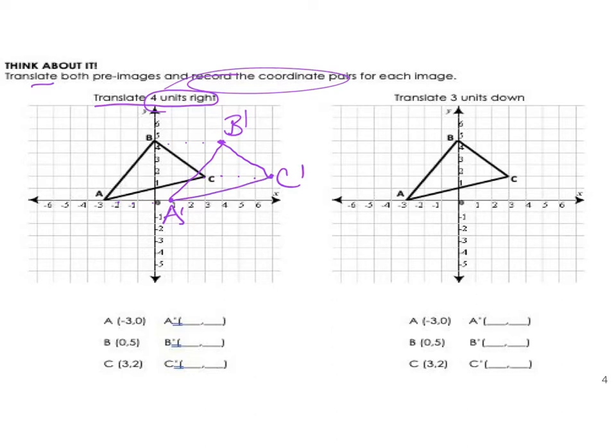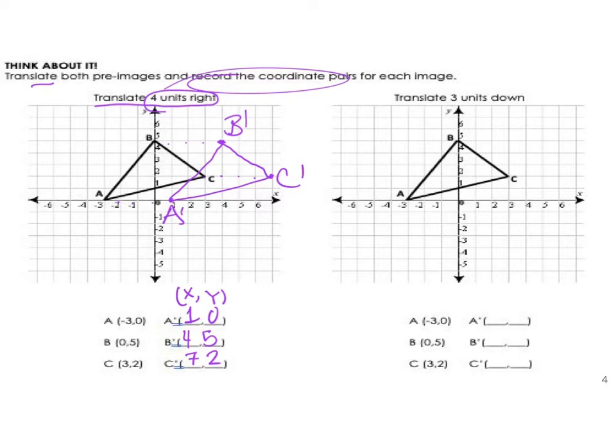All right, so there is the new triangle. Let's see if you got your ordered pairs correct. A prime is at 1, 0. B prime is at 4, 5. And C prime is at 7, 2. So check your ordered pairs, make sure you got those correct. Remember, it's the X values that go first and the Y values that always go second.